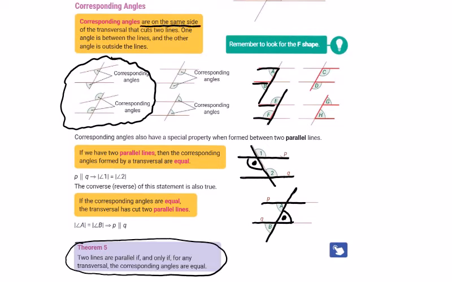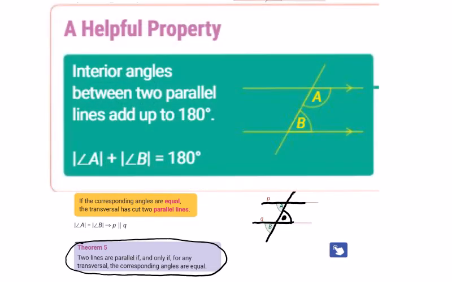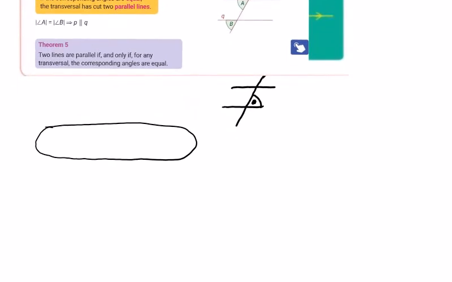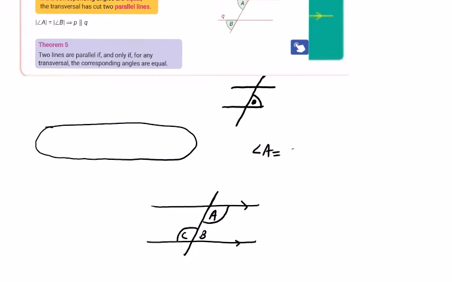And one really important thing to remember within these questions is that interior angles between two parallel lines add up to 180. We'll do a little proof of that. So we have two parallel lines. We want to show that the interior angles here, A and B, add up to 180. We can just say that that's C. And because these are alternate, because of the parallel lines, angle A is equal to angle C.